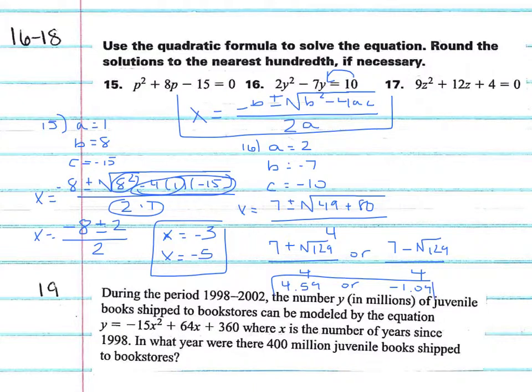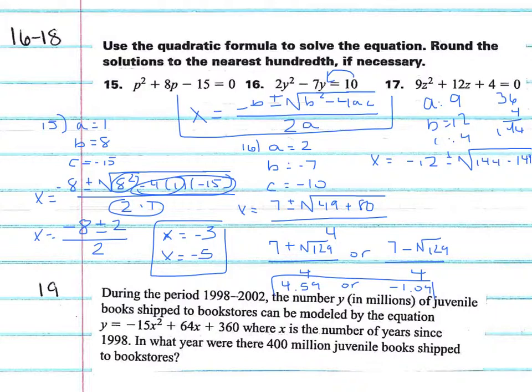And then number 17. We define all of our parts. A equals 9, B equals 12, C equals 4. And so we substitute all of that into the quadratic formula. So x equals negative b, so negative 12, plus or minus the square root of b squared, which is 144, and then minus 4 times a times c. 4 times a is 36, and 36 times 4 is 144.